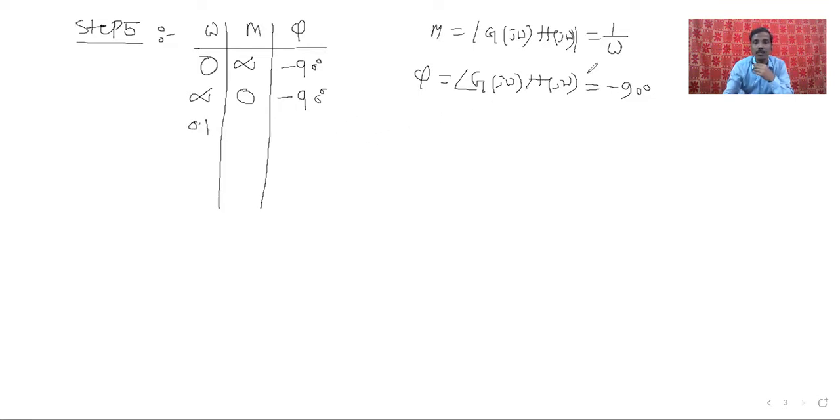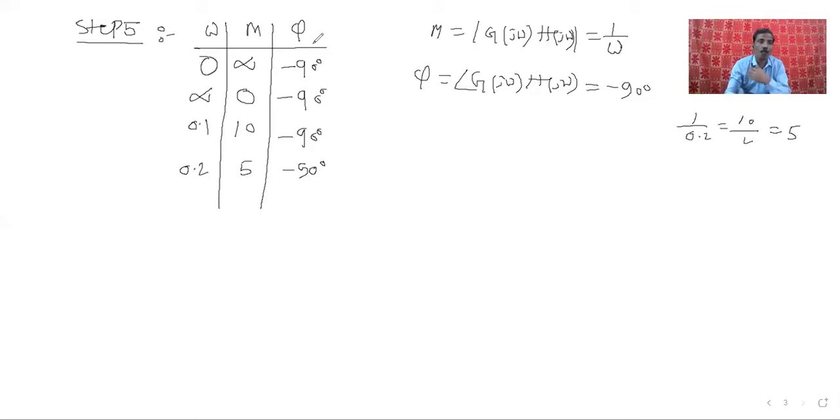Then put 0.1. What is the magnitude? 1 by 0.1, that is 10, and the phase angle is again minus 90 degrees. Put 0.2, then 1 by 0.2, that means 10 by 2 equals 5, and the phase angle is minus 90 degrees. This is the frequency, magnitude and phase angle calculation.